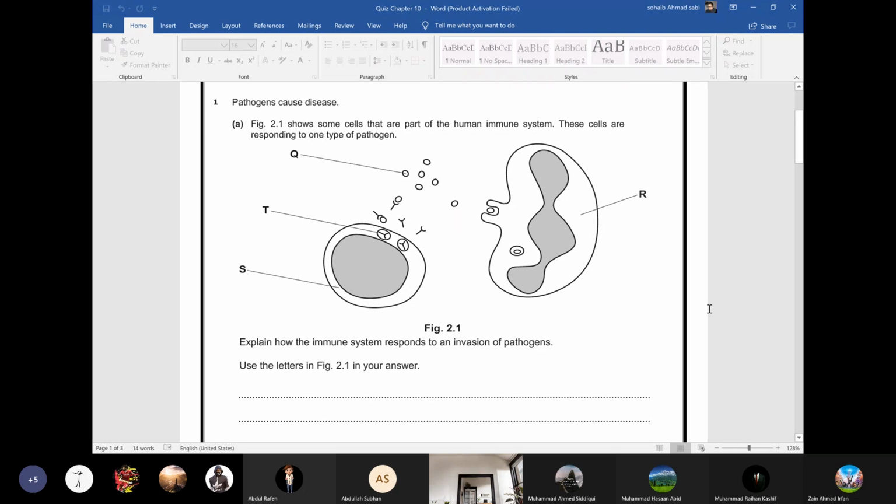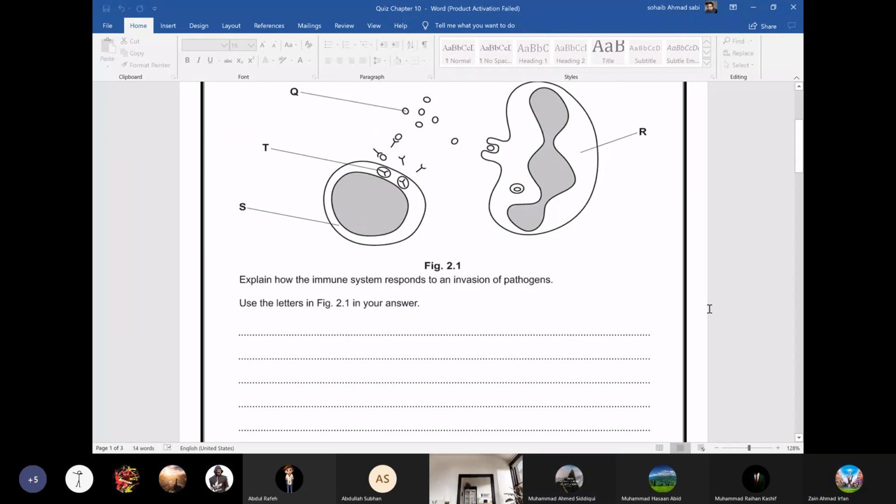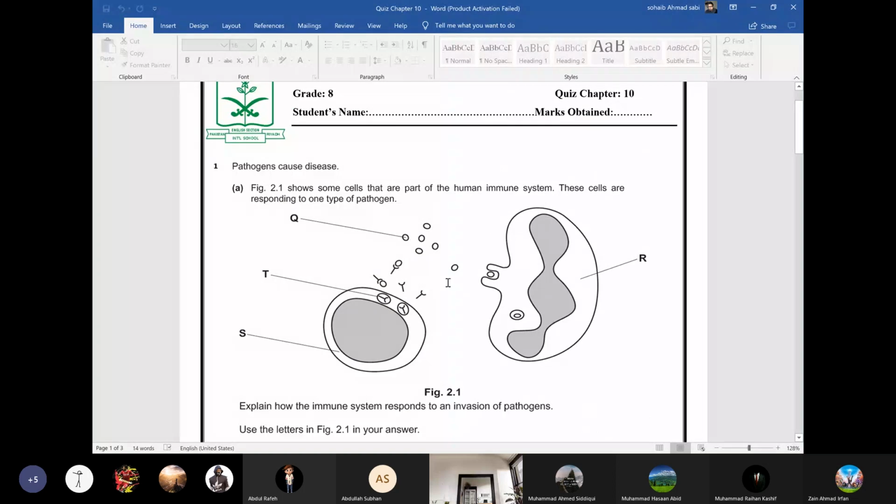Tell me, is it difficult or easy? Easy, sir. Right? So you simply just have to tell the story which we have learned several times. The only difference is that you have to use these letters which they have given to all these components of the immune system. All right.